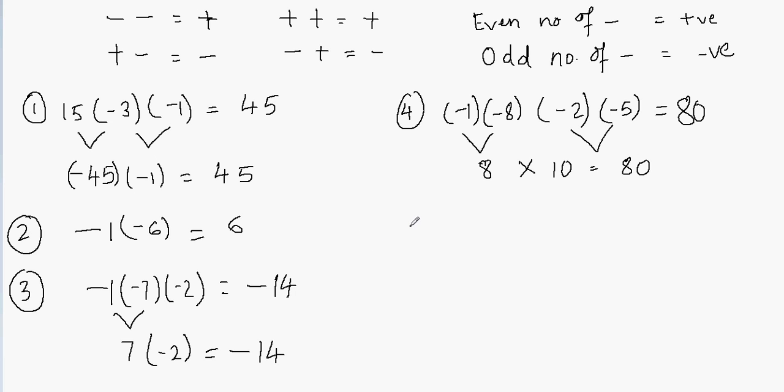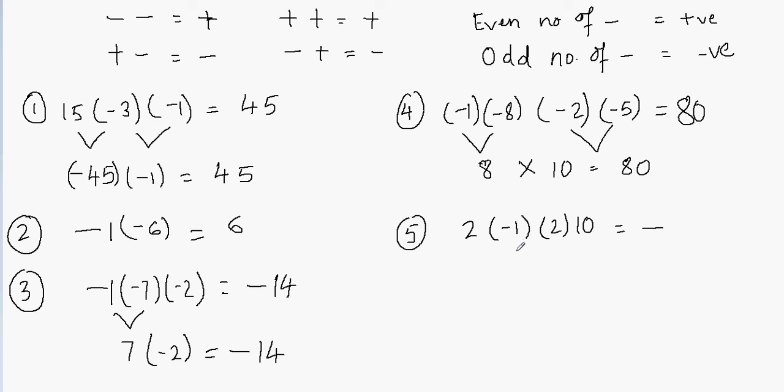Now let's take a look at this example. I have 2 times -1 times 2 times 10. Here, how many negative signs do you have? You just have one negative sign. 1 is an odd number. Now, odd number of negative signs will generate negative result. I know for sure that my answer will be negative, so I'll put the negative sign in front of it. Now I'll ignore the signs. I don't have to worry about them.